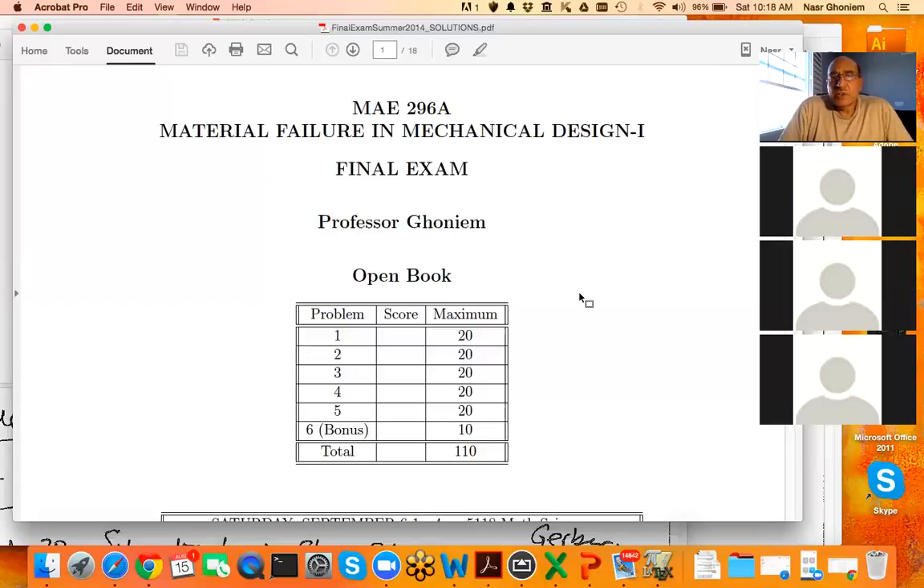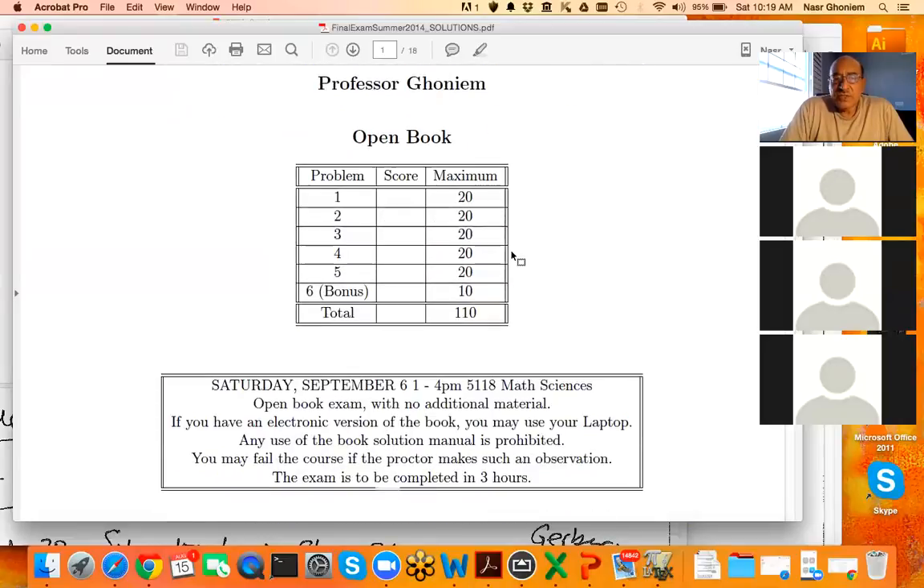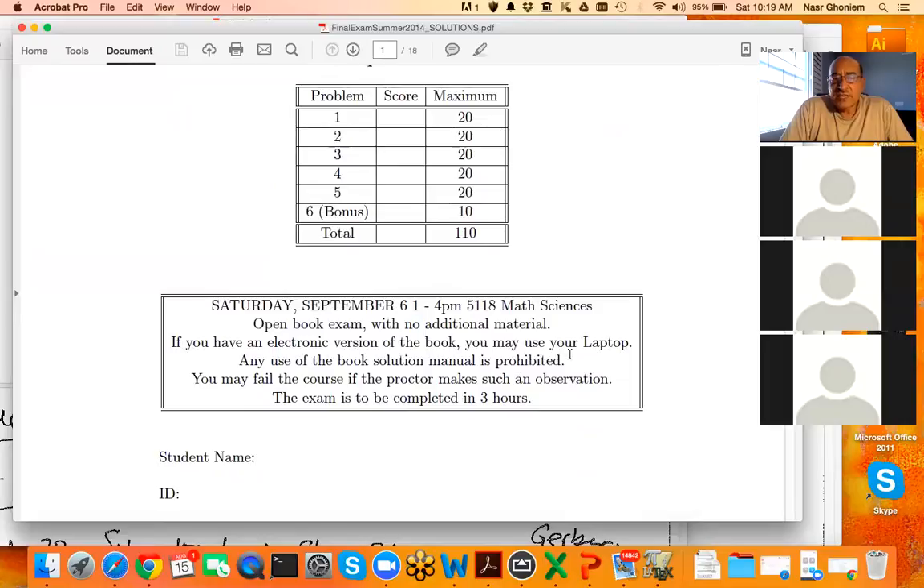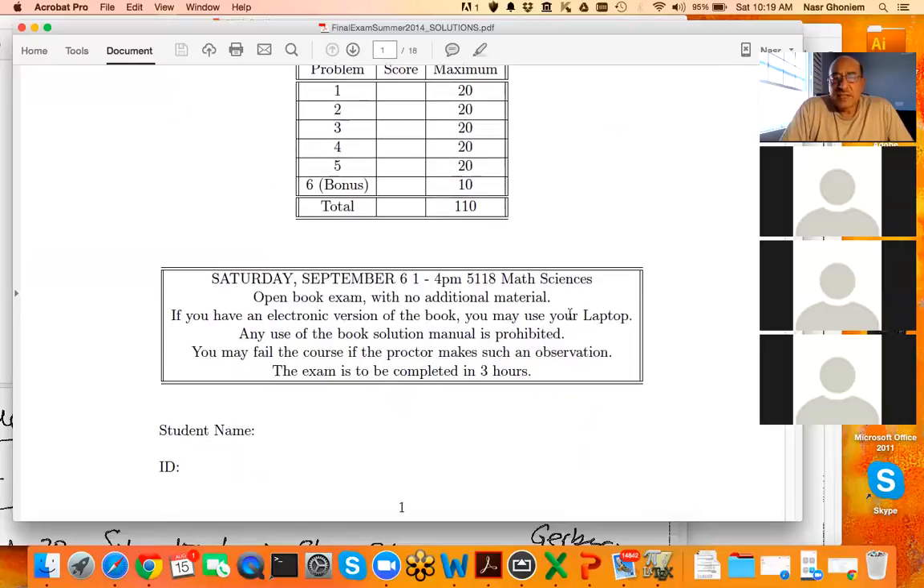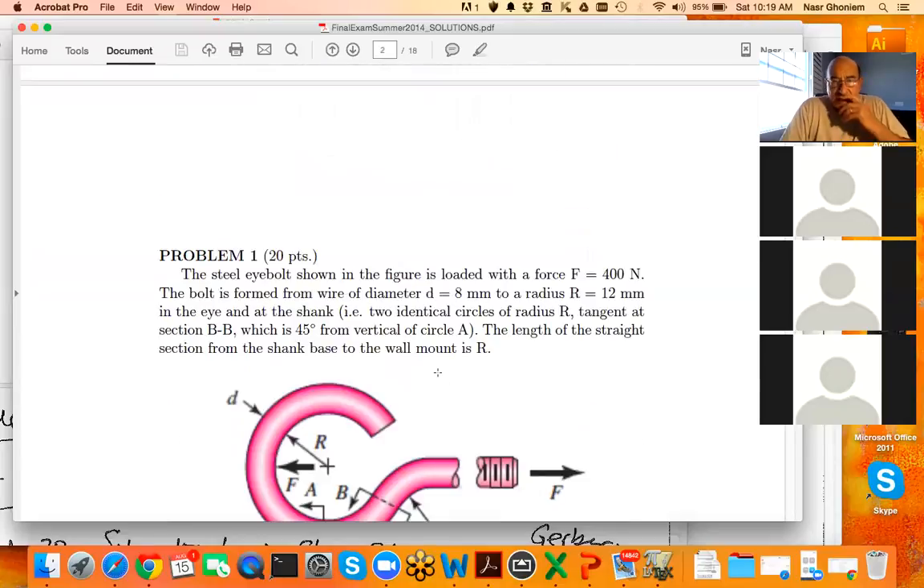The final is going to be open book, because as you could see, after the midterm, we started having more and more equations for design. So we're moving from why to how to. Now how to design requires a lot of design procedures and equations, and that we have in the book. So we have to be familiar with these procedures. It will be similar to that. And if you have an electronic version, you can use your laptop, but you cannot use any solution manual. It's important that this is followed.